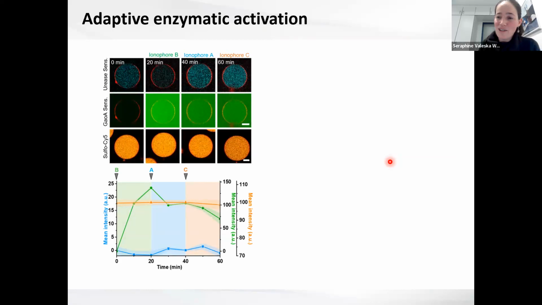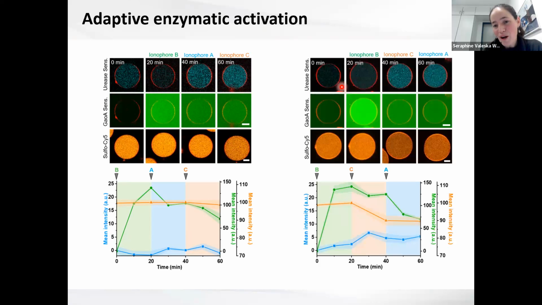We can first add ionophore B, activate the oxidase, and then if we add ionophore A, we no longer see activation of the urease, and the same thing for ionophore C. The fourth option would be to first add ionophore B and then C, and you again see that you have a little bit of background activity in the lipase, but at the same time, you seem to get some activation of the urease, and we think that this is because of some leakiness of the nickel ions when the lipid membrane is no longer completely intact.